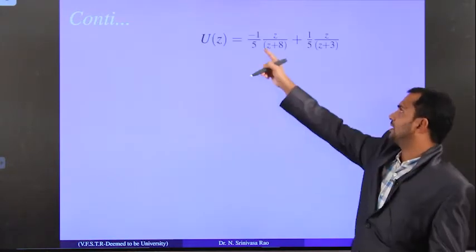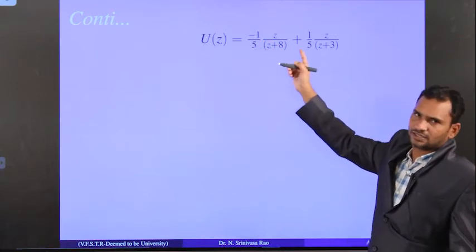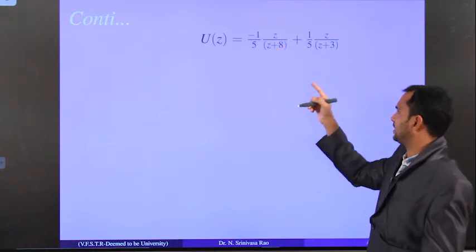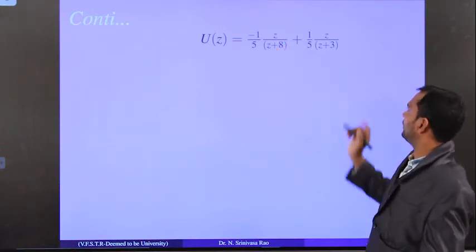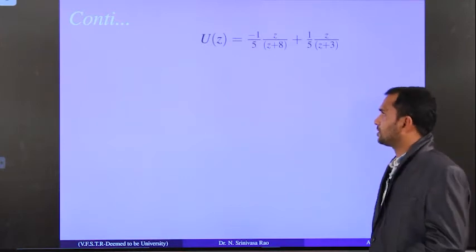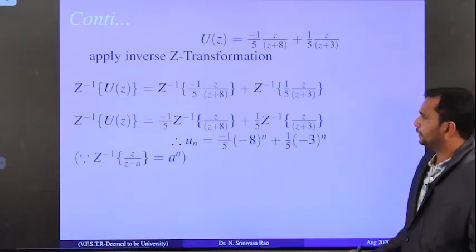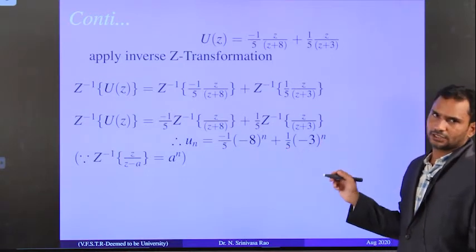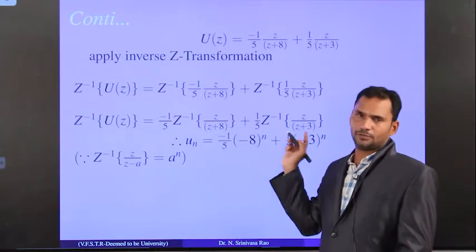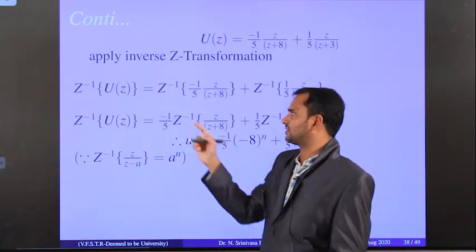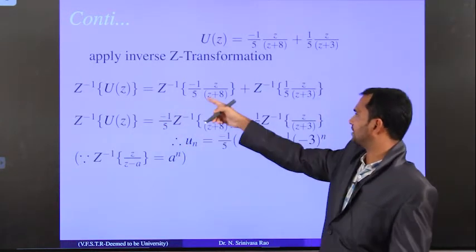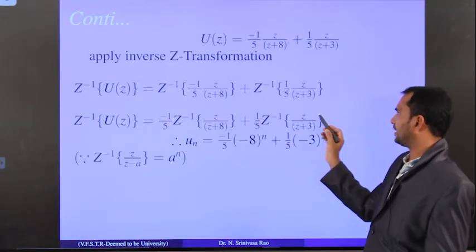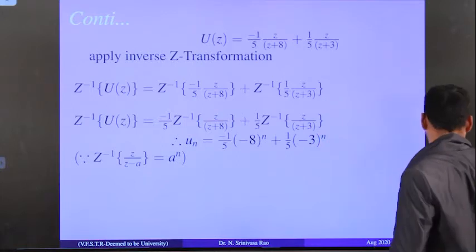So what you get is U of z is minus 1 by 5, since this is a constant you can take it out, minus 1 by 5 z by z plus 8, plus 1 by 5 z by z plus 3. Now once you have found A, B values, apply inverse z transform on both sides. Now z inverse of U of z is z inverse of minus 1 by 5 into z by z plus 8 plus z inverse of 1 by 5 into z by z plus 3.